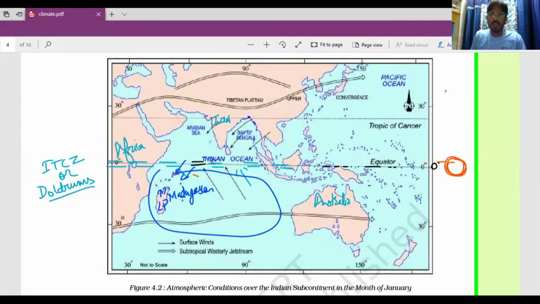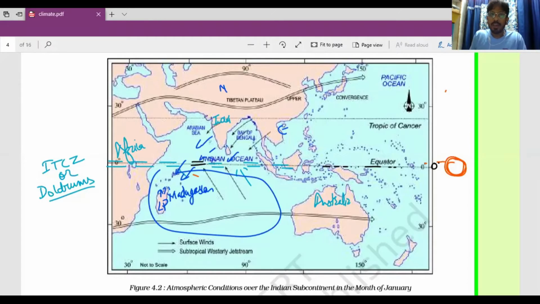The winds will blow from the northeast. The winds which are coming from the northeast direction will be known as northeasterly. So they will come downwards, right? And what happens? It will also attract winds from northern India.